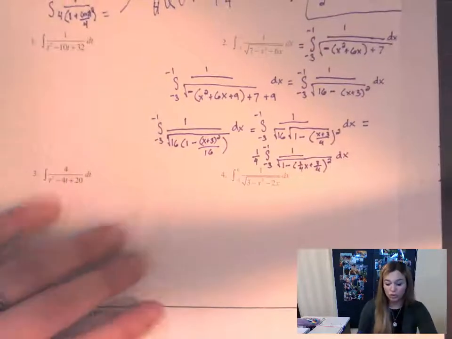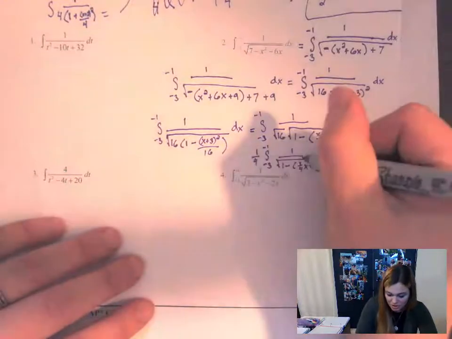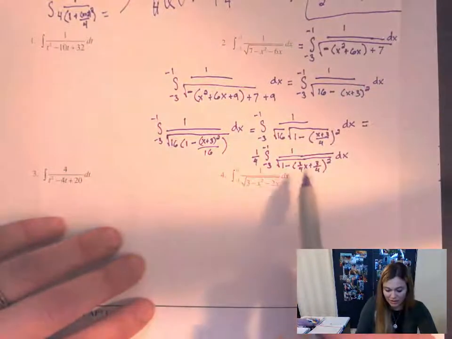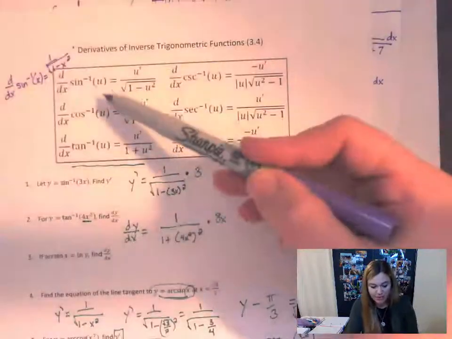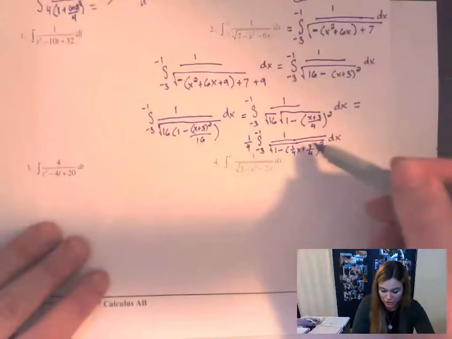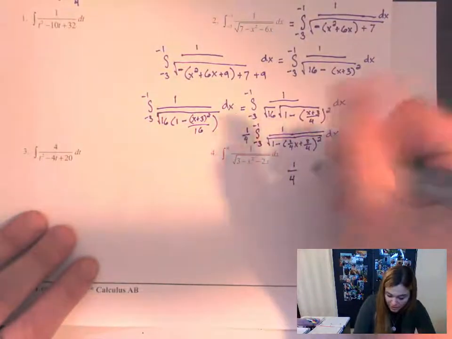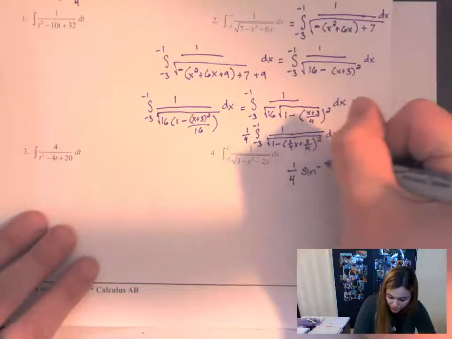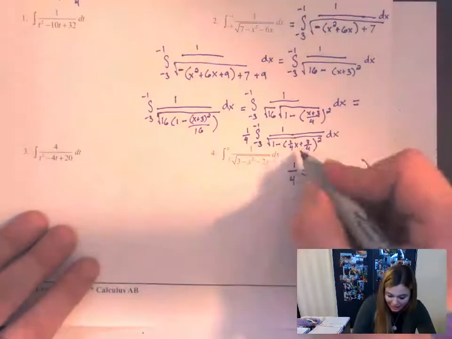Now this looks, you could do u substitution at this point, but I think that it takes a little bit longer. This is just pattern recognition and recognizing that you have something that will take me back to inverse sine. So this is my derivative on the inside. I need to go back. I'm carrying along the 1/4 for sine. And then I keep this stuff on the inside.